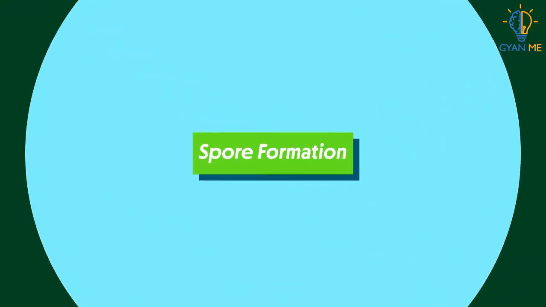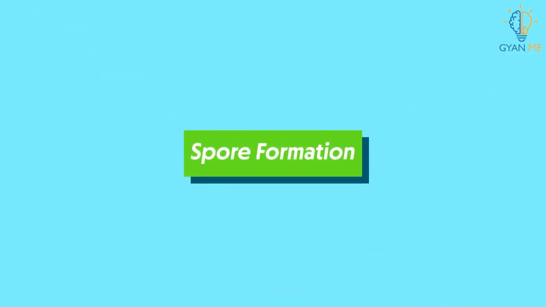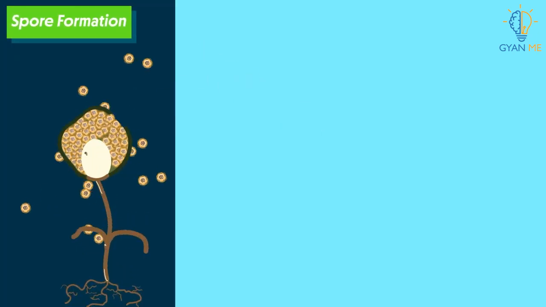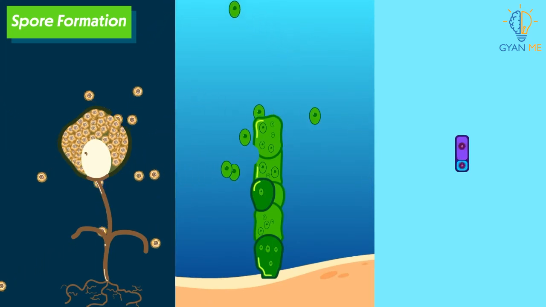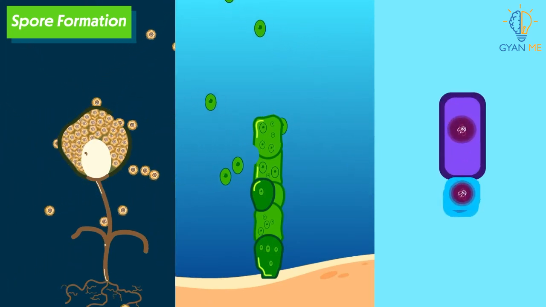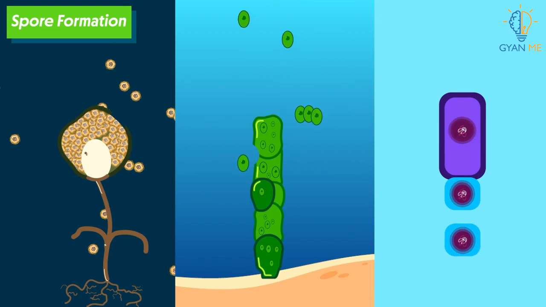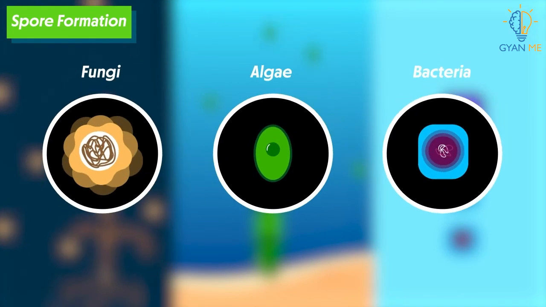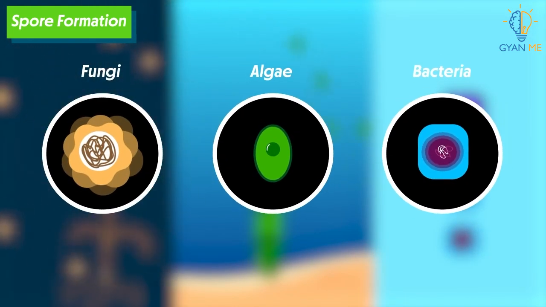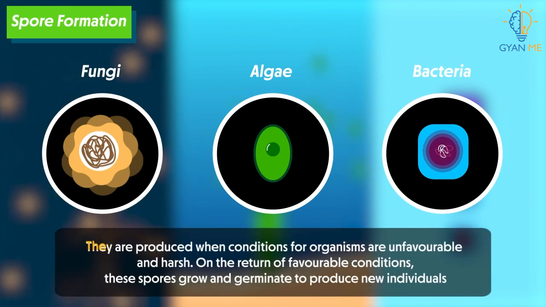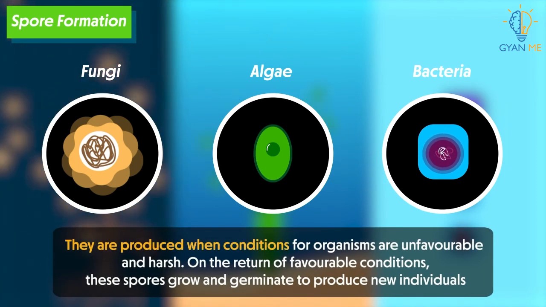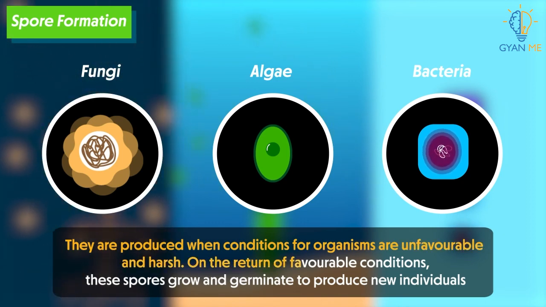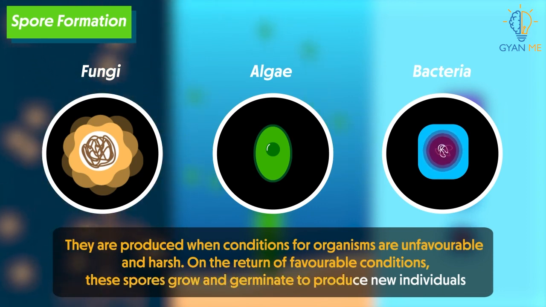So students, we have seen spore formation in many simple organisms like fungi, plants, algae, bacteria, etc. One thing common to all of them is that spores are tiny microscopic reproductive cells. They are produced when conditions for organisms are unfavorable and harsh. On the return of favorable conditions, these spores grow and germinate to produce new individuals.